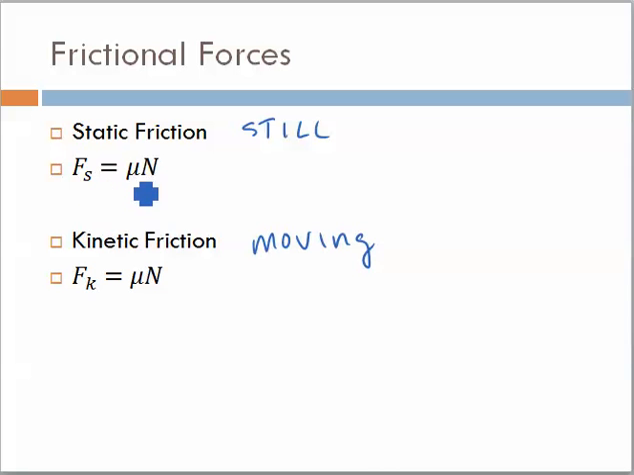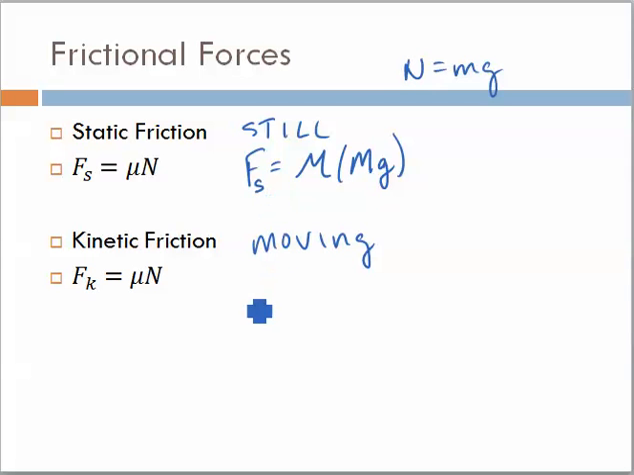So the static friction is mu times n, or we just learned that n equals m times g if it's a flat surface, so we could say that F equals mu times mg. You may not like my mu there, it may not be a very good mu. Let's make that mu look a little better. I don't know if that's much better or not, but that's my mu. And that's for static. It's just something standing still. For moving, the kinetic friction, there's mu. It's still going to be m times g.